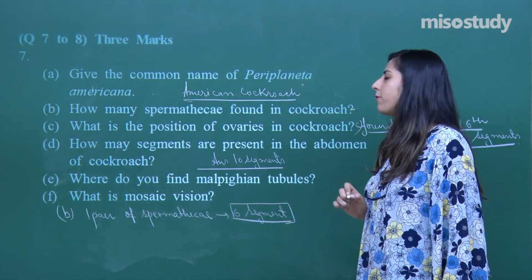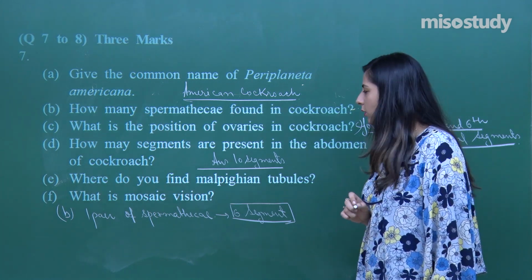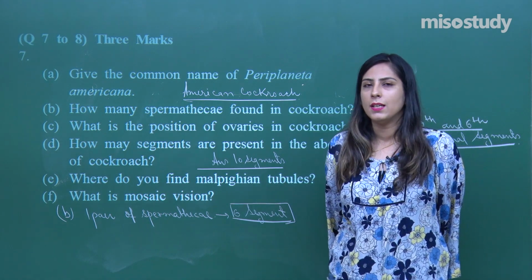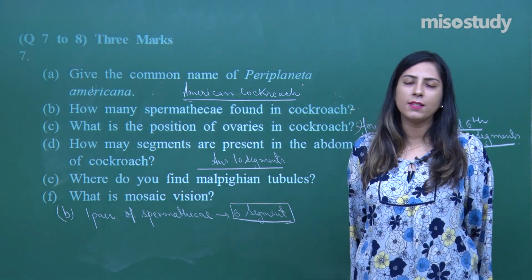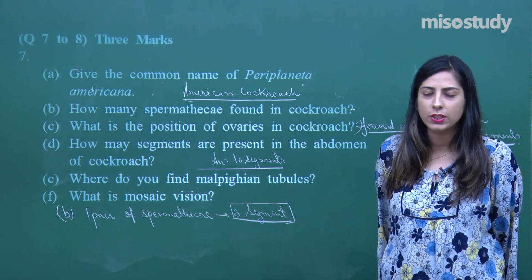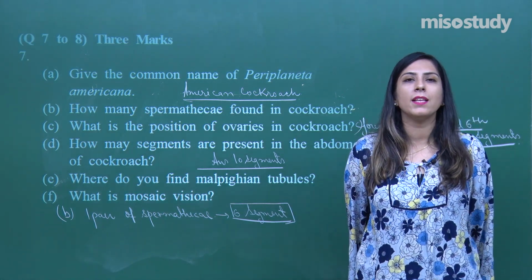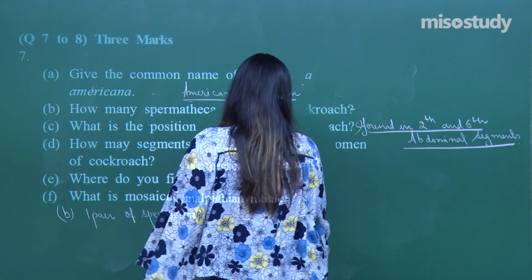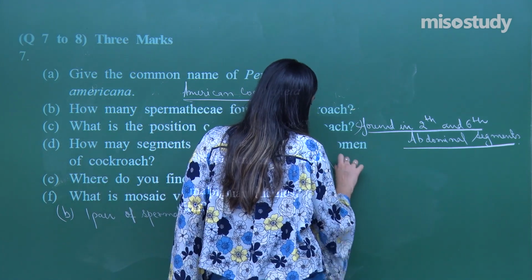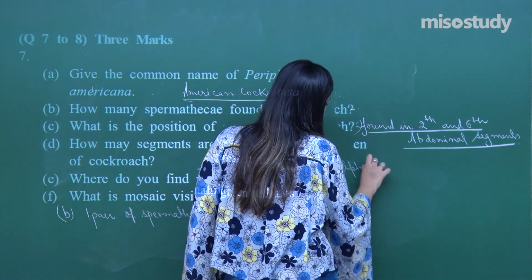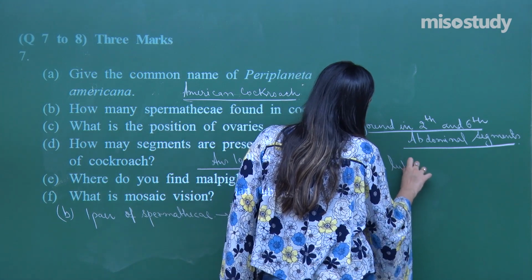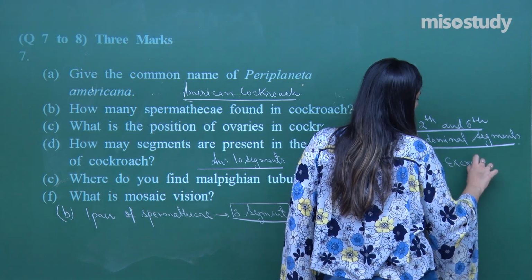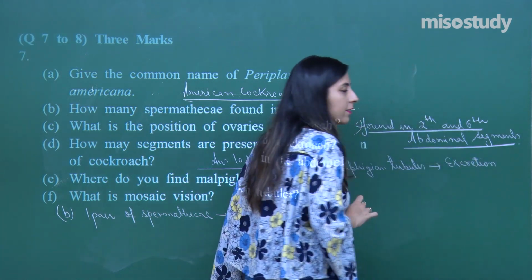Where do you find Malpighian tubules? Now can I ask you one question? What is the function of these Malpighian tubules? It is present in the class Insecta. There is some specific function of it. The function is excretion. And where are they present? They are present at the ileum, or you can say they are present at the junction of the midgut and hindgut. Malpighian tubules. What is the function? That is excretion. Very important question that can be asked in your medical entrance examination.